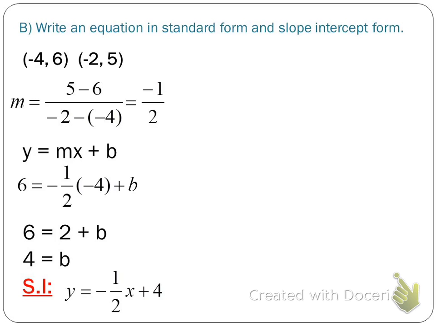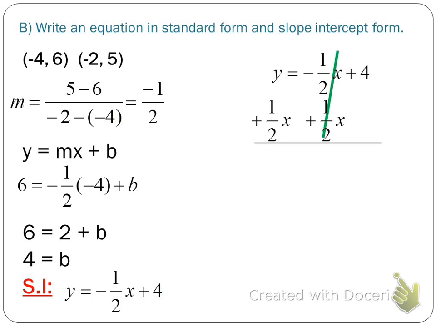All right, from there, we are going to change it to standard form. What's my first move? Yep, add 1/2 x to both sides. So that gives me 1/2 x plus y equals 4. Now, what's the problem? Yes? The x is a fraction. Yeah, you can't have any fractions when you're in standard form.